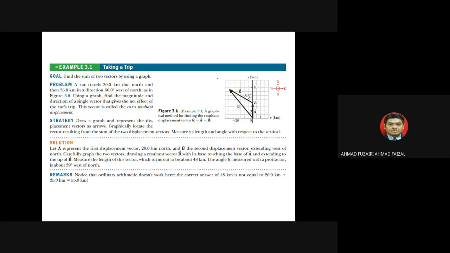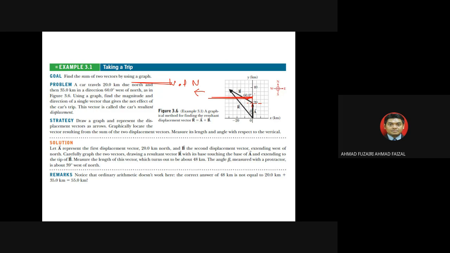Right, so using a graph paper, find the magnitude and direction of a single vector that gives the net effect of the car trip. Due north first, so straight away say this one is north. Here we need to draw imaginary compasses, an imaginary Cartesian coordinate, at the end of vector A, which is 60 degrees west of north. So now we read from north, that's why the 60 degrees should be here, in between north and west.